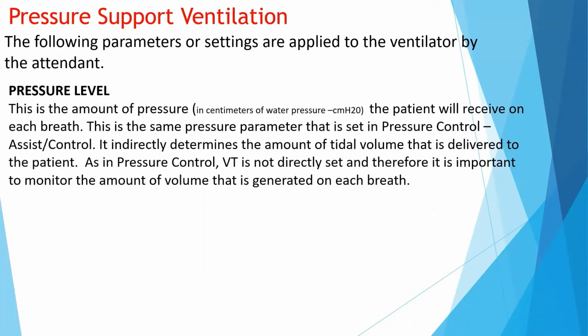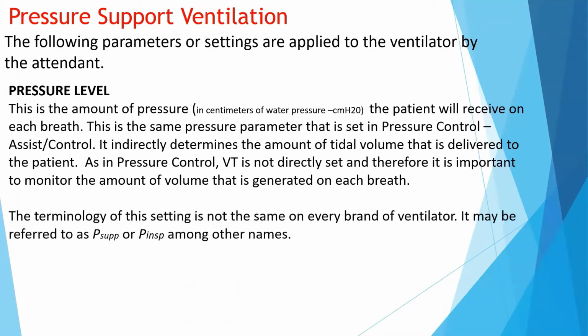The pressure level. Again, this is the amount of pressure in centimeters of water the patient will receive on each breath. This is the same pressure parameter that is set in pressure control assist control. It indirectly determines the amount of tidal volume that is delivered to the patient. As in pressure control assist control, tidal volume is not directly set, and therefore it is important to monitor the amount of volume that is generated on each breath.